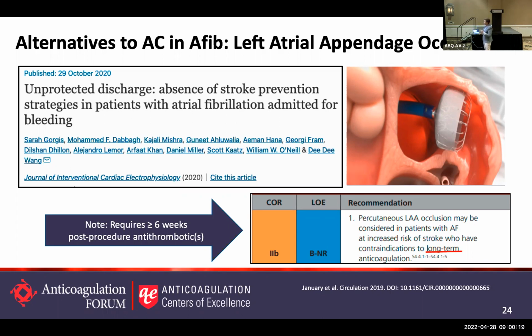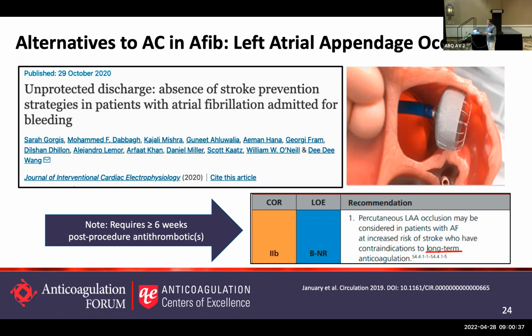So the idea behind left atrial appendage occlusion is taking a device. This is the Watchman Flex device shown here. And you basically percutaneously insert this and it caps off that left atrial appendage where blood flow can't get in there and create a thrombus. Okay, so this is a new option.